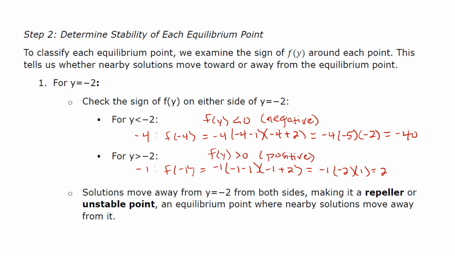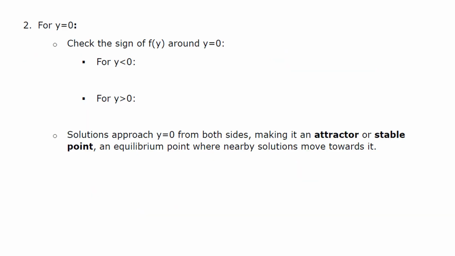repeller or unstable point, an equilibrium point where nearby solutions move away from it. Okay, so we have -2, and when we choose a value less than -2, it continues to go negative, so it's moving away from -2. And then when we choose a value that's greater than -2, it's positive, so it's still moving away from -2.